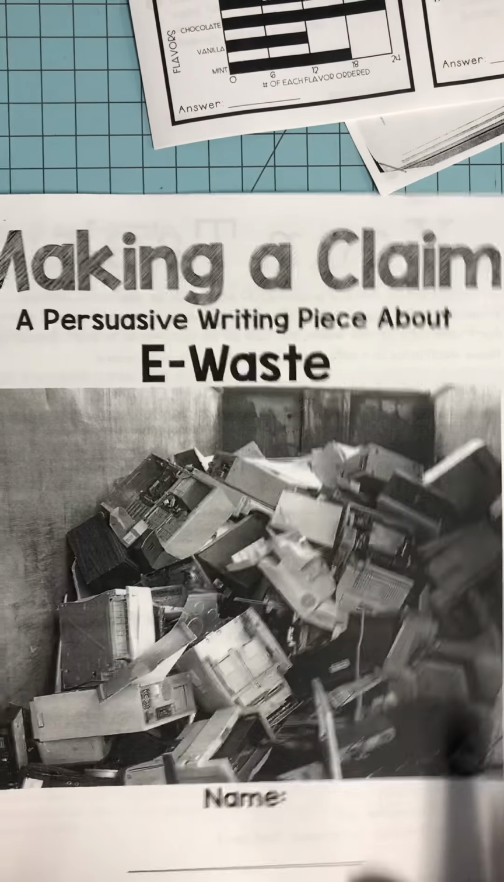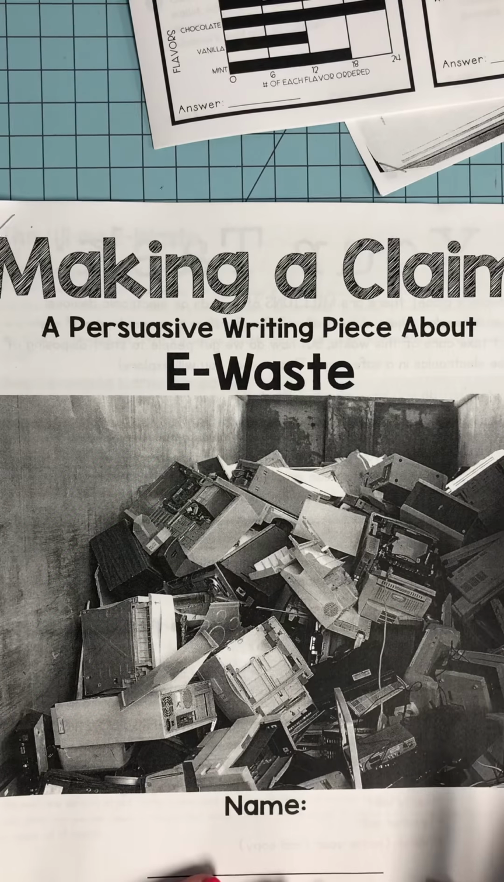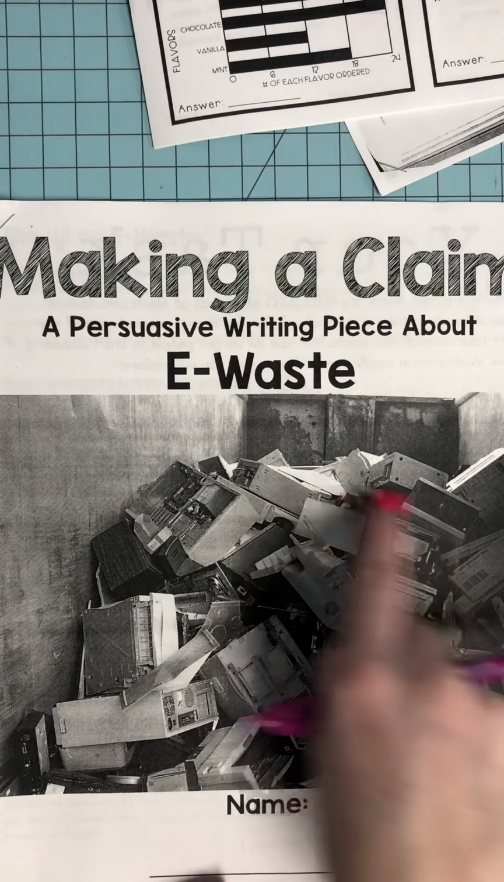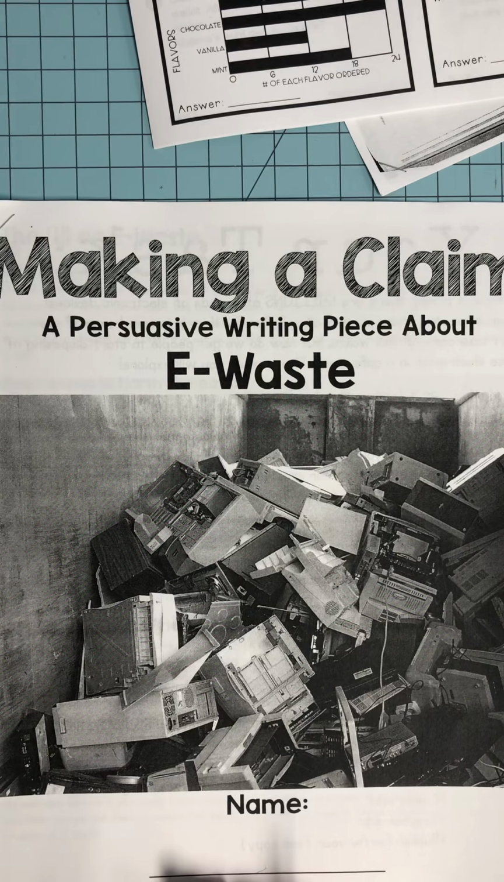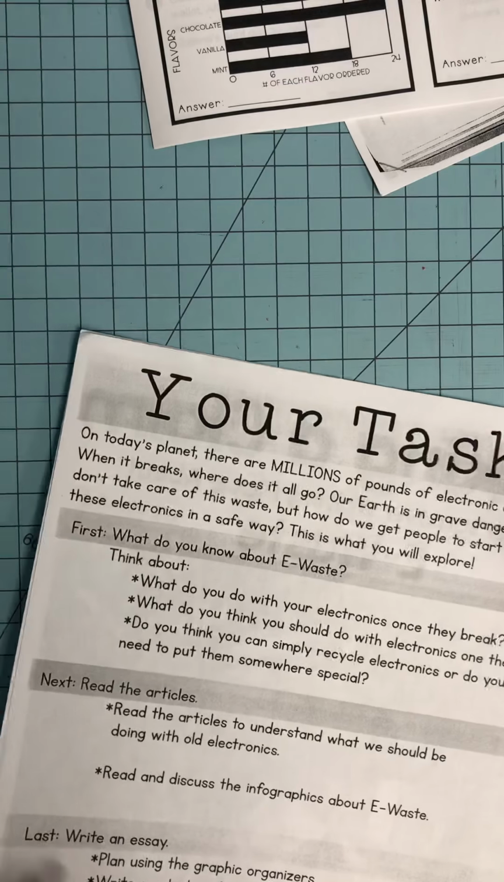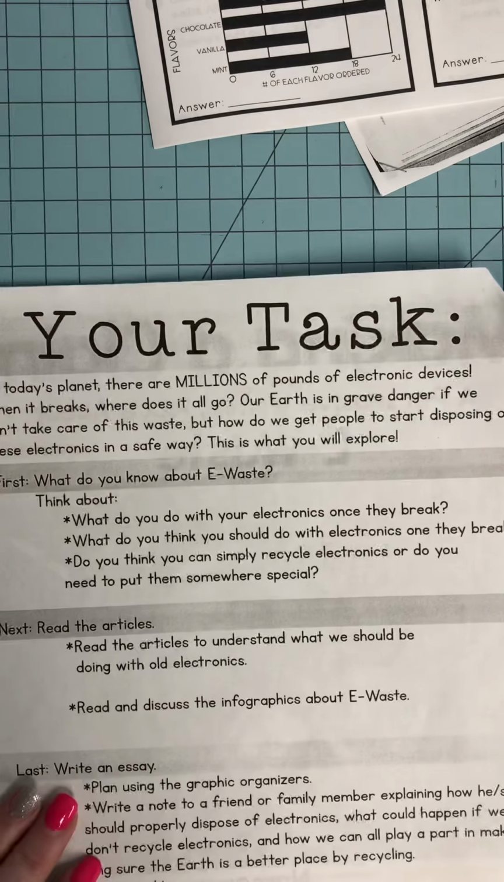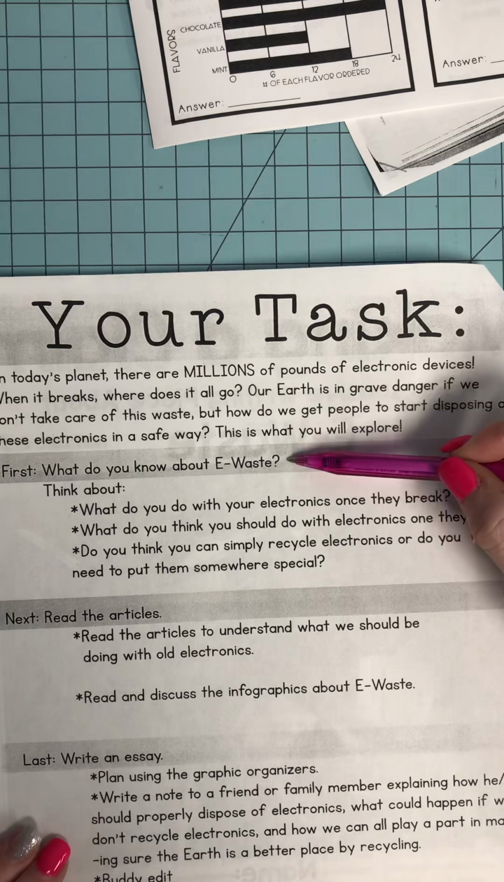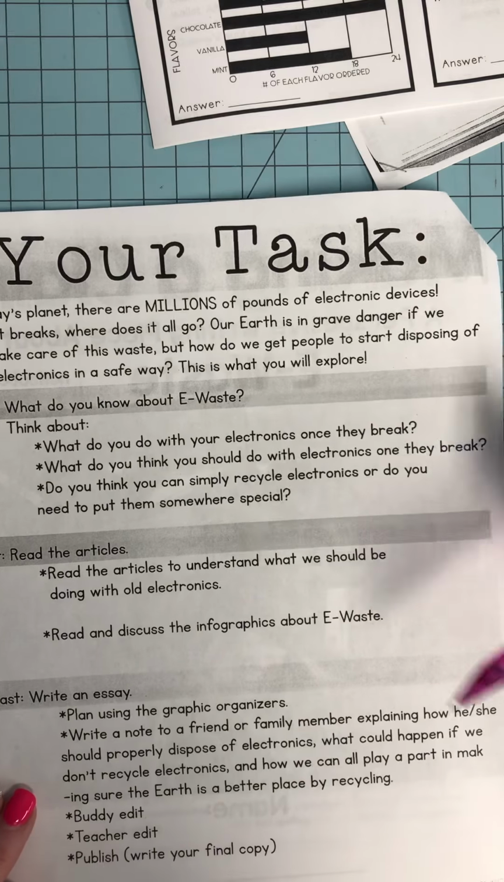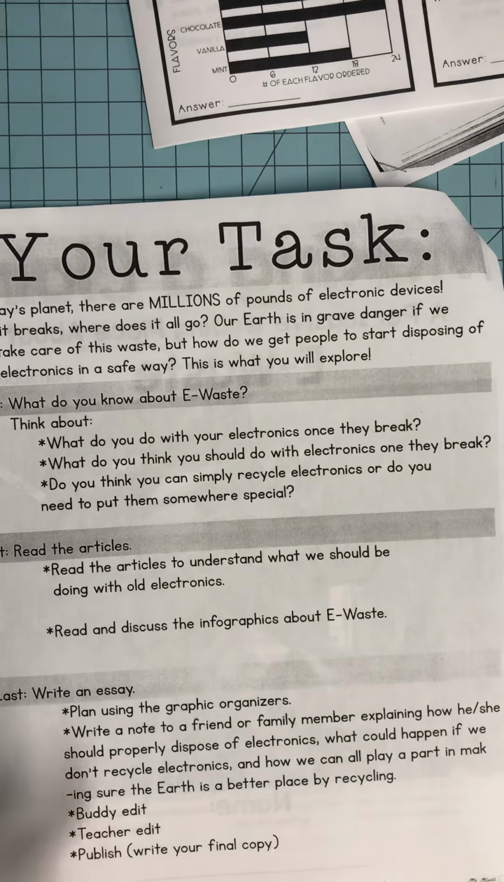All right, ELA for week 2. You're writing a persuasive paper about e-waste, which is old cell phones, old computers, old printers, anything electronic. Waste is what e-waste stands for. So what you're going to do on your task is read through your paper here. And first, what do you know about e-waste? And then you're going to read the articles, and then you're also going to write an essay about it.